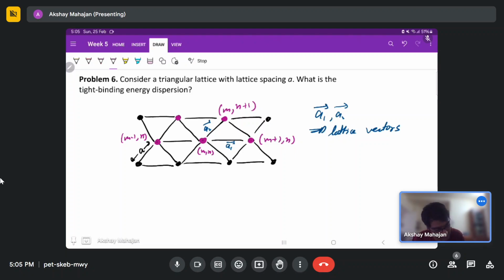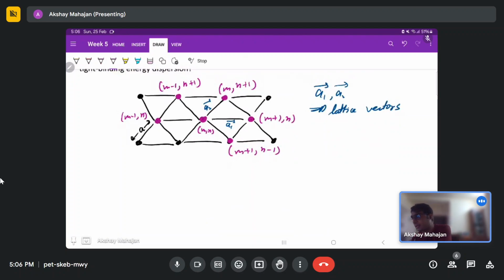Then this will be m minus 1 comma n plus 1. This will be m plus 1 comma n minus 1, just the negative of that. And similarly, if it is m comma n plus 1, then this will be m comma n minus 1. Alright, so these will be our 6 nearest neighbors, and the coordinates I have given in terms of the lattice vectors A1 and A2. Okay, and let me just write this as, let's say this is our x direction and this is our y axis, the Cartesian coordinates.